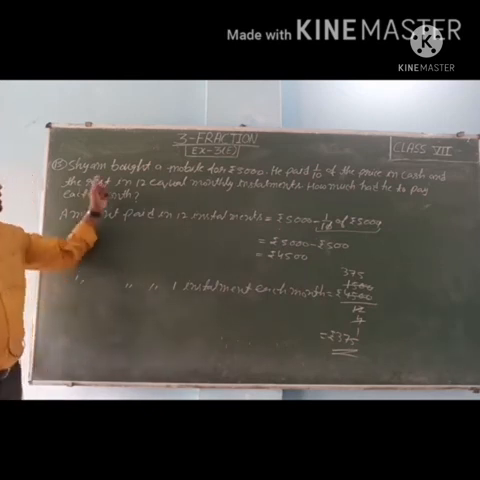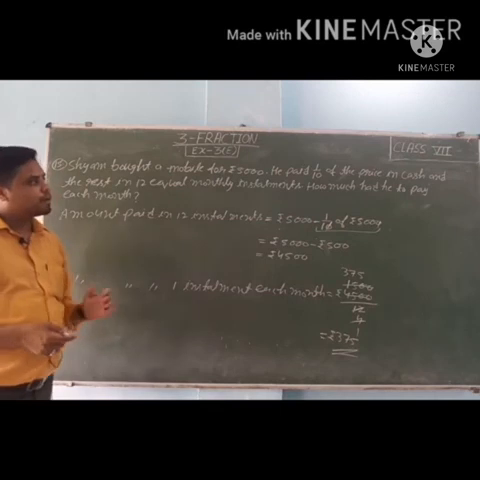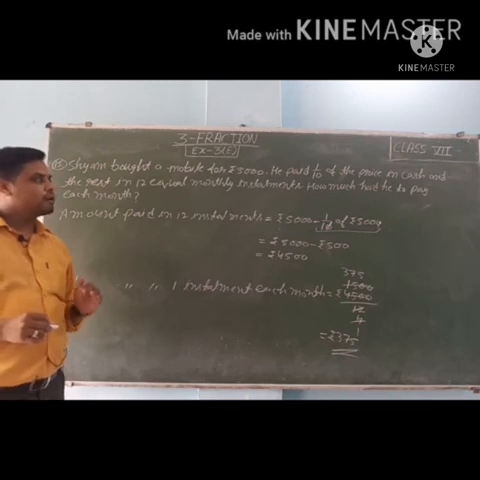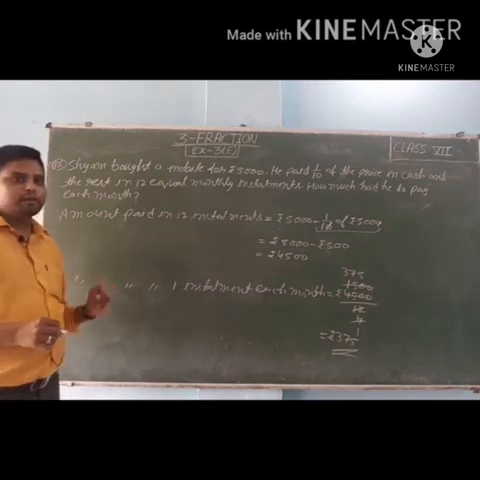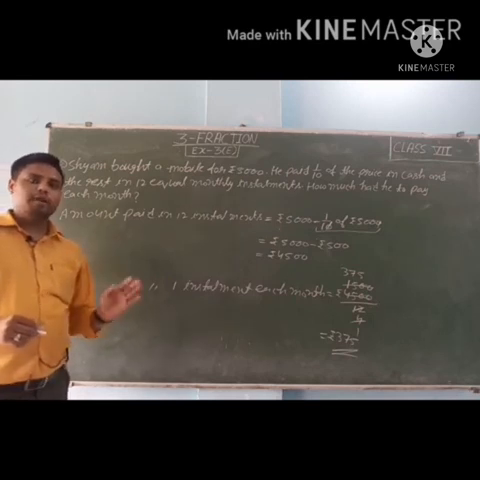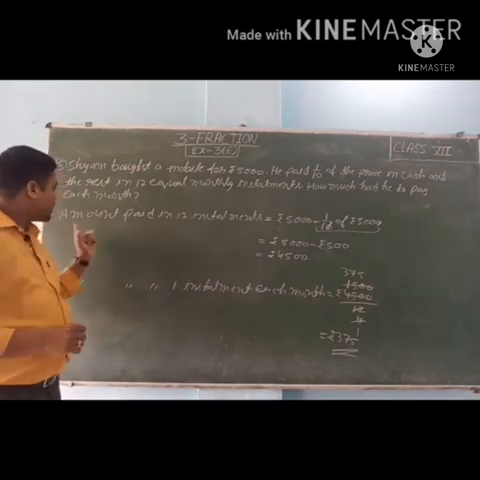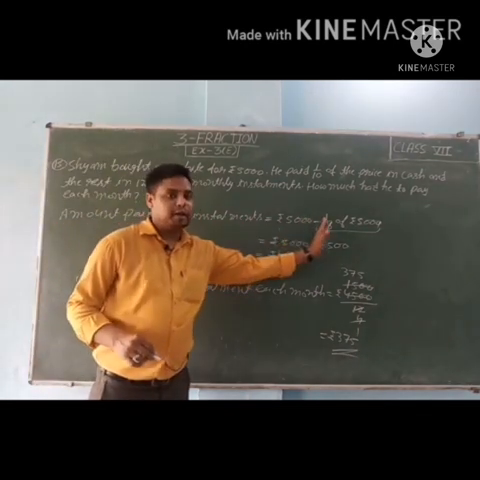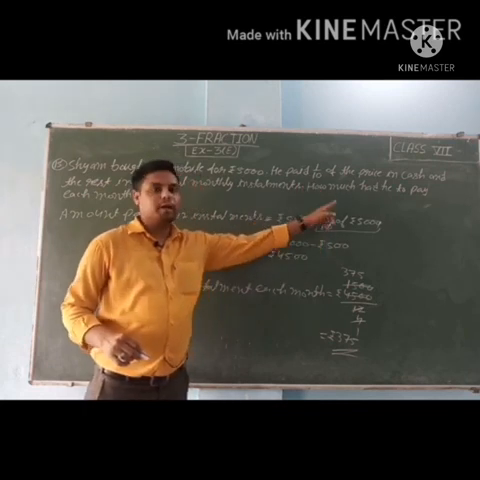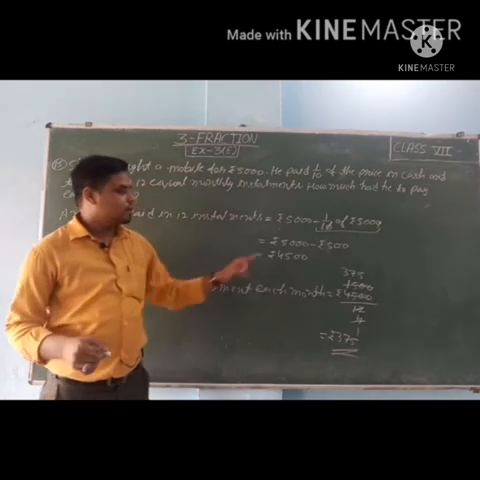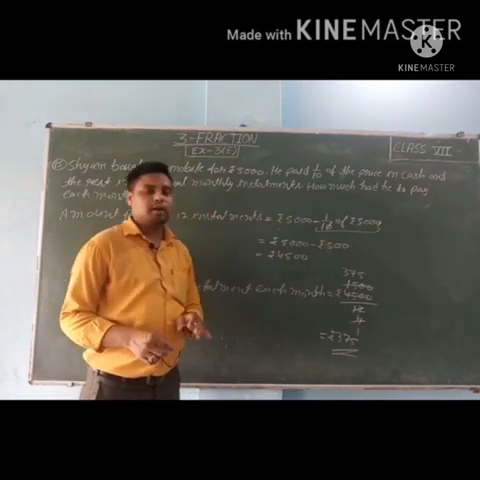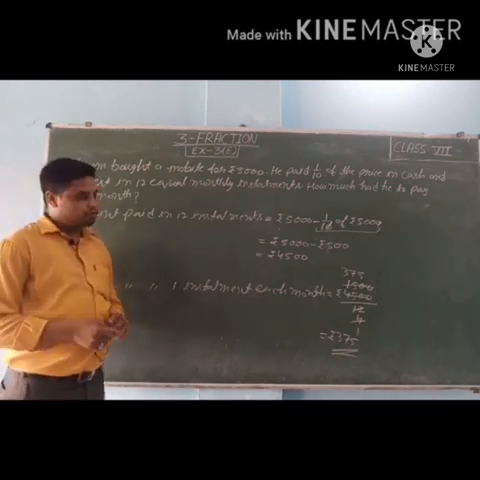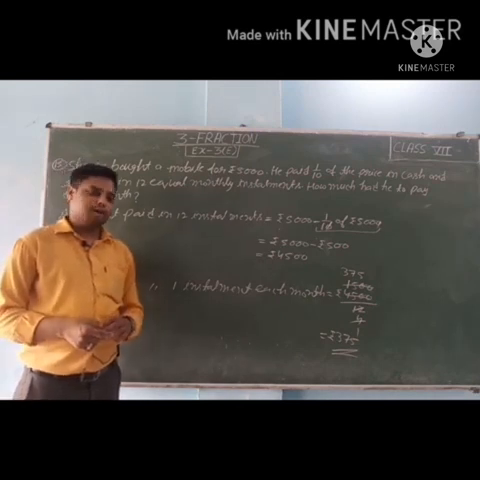Listen again. Shyam bought a mobile for rupees 5,000, 1 upon 10 he paid in cash and the rest amount in 12 equal installments. So they are asking how much he had to pay in one installment. So first we will find the amount left to be paid in installment. So amount paid in 12 installments is equal to rupees 5,000 minus paid in cash. Amount paid in cash means 1 upon 10th of the price, so 1 upon 10 of rupees 5,000, it is coming 500. So 4,500 is the amount paid in installment. So amount paid in one installment is rupees 4,500 upon 12. So it is coming rupees 375. So this is the answer.